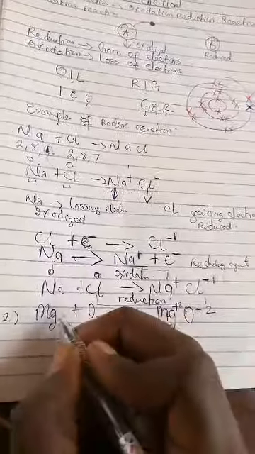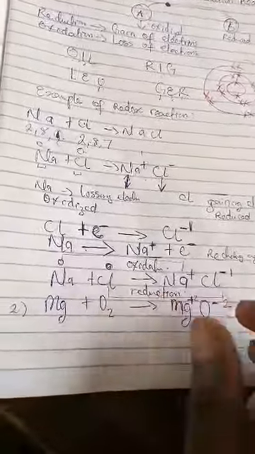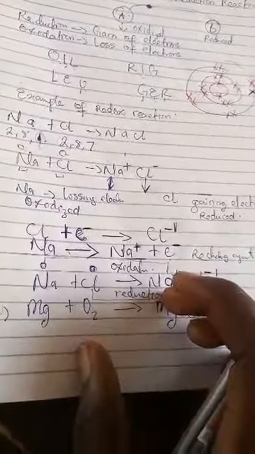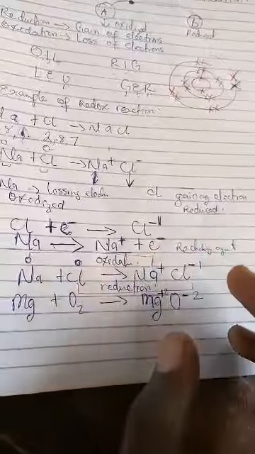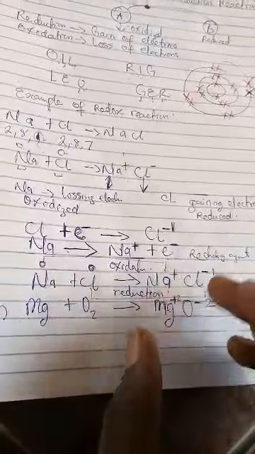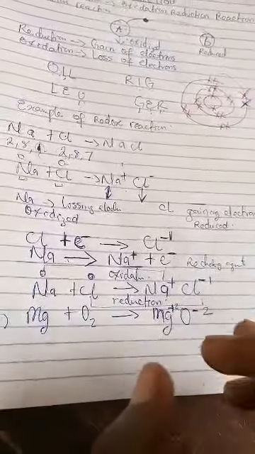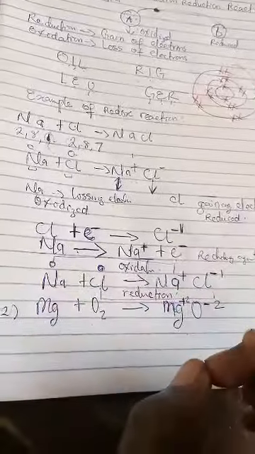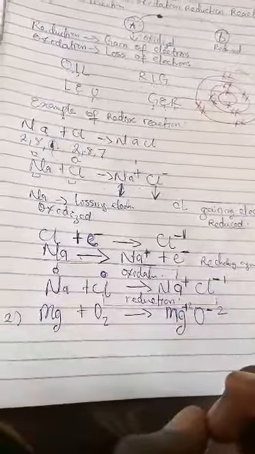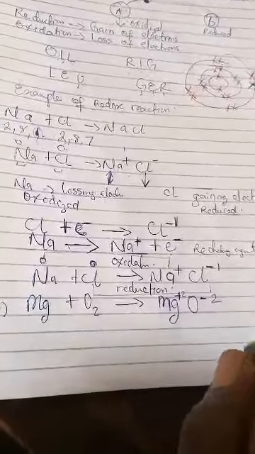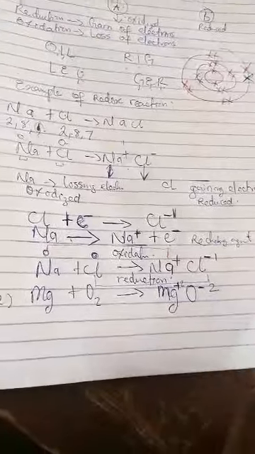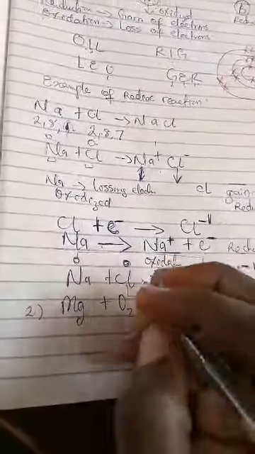Now we can see that the oxidation number of magnesium increased, while the oxidation number of oxygen decreased. So oxidation increased. When the oxidation number is increased, we say it is oxidized, that is loss of electron. When the oxidation number decreased, we say it is reduced, that is gain of electron.